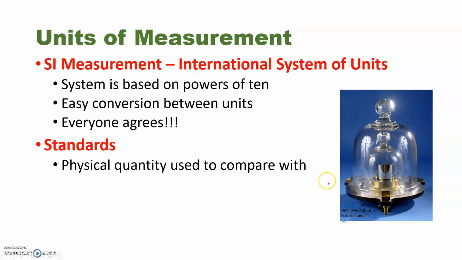So we'll talk about some of those other ones in class, like the second is defined by the number of oscillations between the hyperfine states of a cesium atom. And the meter is now defined by the distance light travels in a vacuum in like 0.000 some odd seconds. So there's no actual chunk of metal anymore. We can just measure how far light goes in a certain time period, and that is a meter.